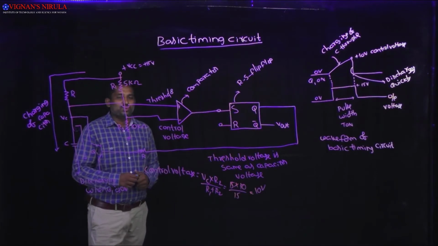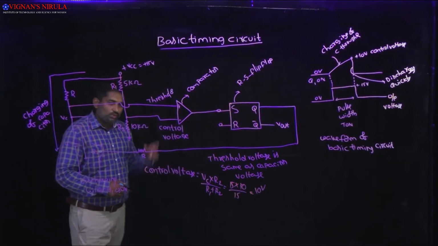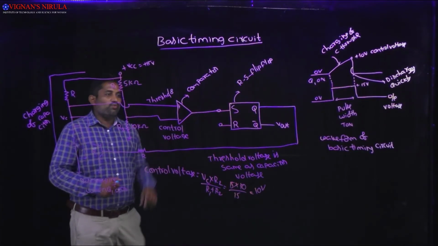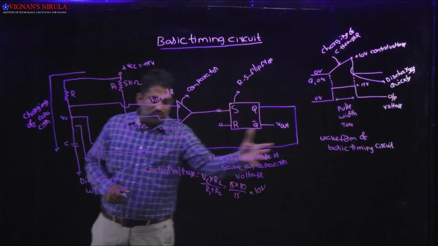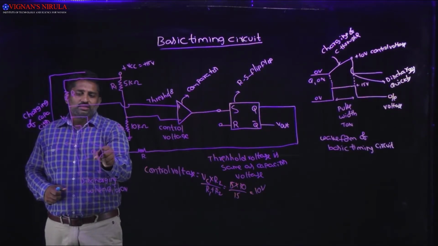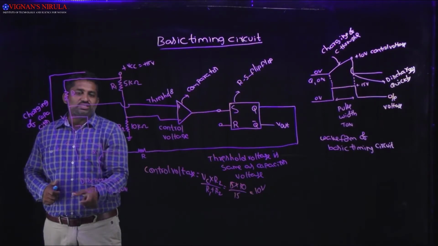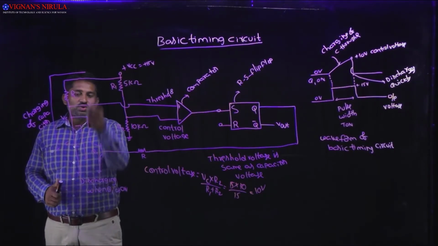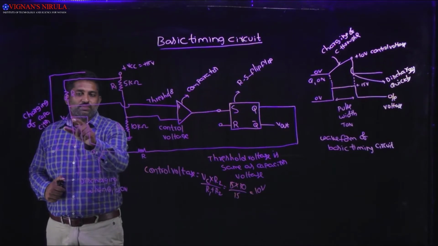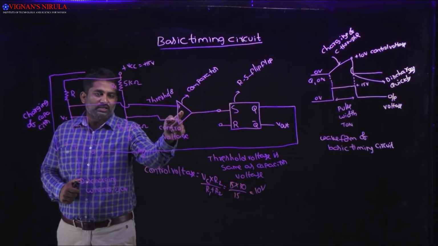Once S is equal to 0, what happens to Q? Q will be equal to 0. When Q is equal to 0, it cuts off the transistor. Then the capacitor will be charging through the resistance R easily. Now the capacitor voltage VC will be applied to the non-inverting input of the comparator.